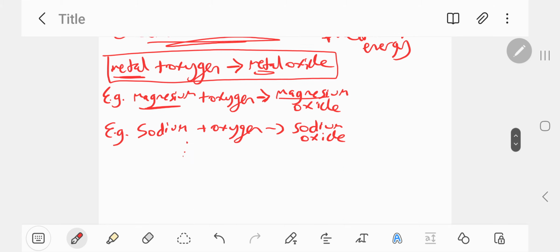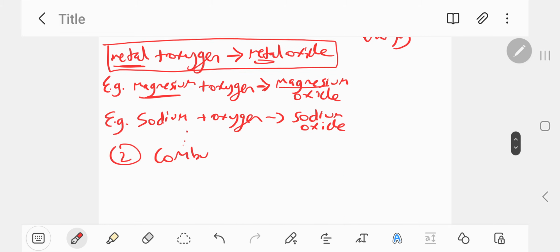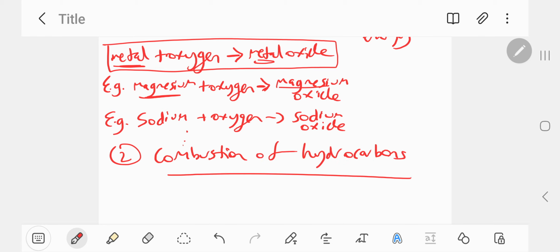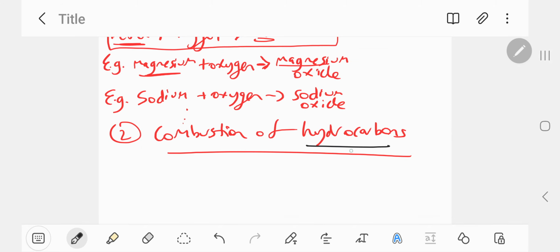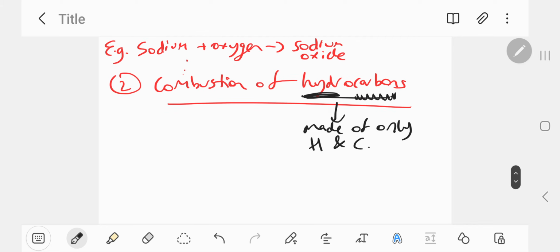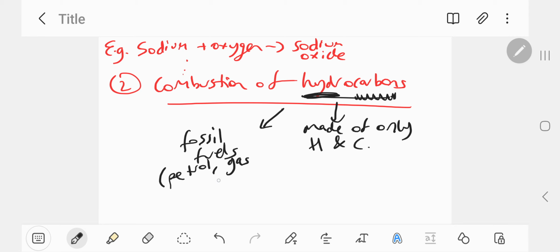Number two, there's the second type of combustion reaction, combustion of hydrocarbons. Hydrocarbons, these are compounds made of only hydrogen and carbon, H and C. Hydro for hydrogen and carbon for carbon. So fuels, fossil fuels, they're hydrocarbons. Fossil fuels, so petrol, gas, and oil.